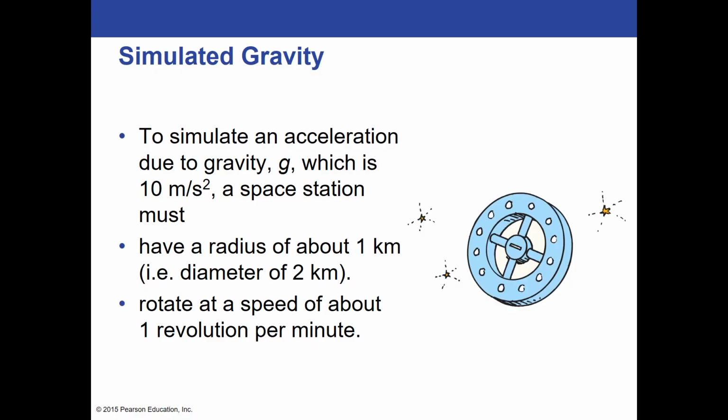So to simulate an acceleration due to gravity, g, which they use 10, that should be 9.8. So an example of achieving this is if you had a radius of 1 kilometer and a revolution of 1 revolution per minute, you would get 10 meters per second squared, roughly.